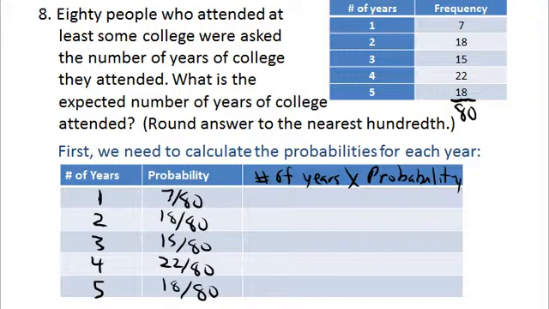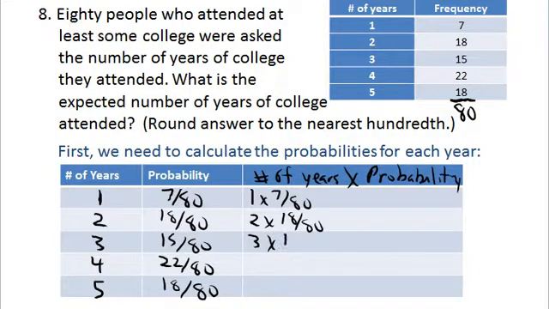So you end up with 1 times 7 over 80, and you end up with 2 times 18 over 80, and 3 times 15 over 80, and 4 times 22 over 80, and 5 times 18 over 80.